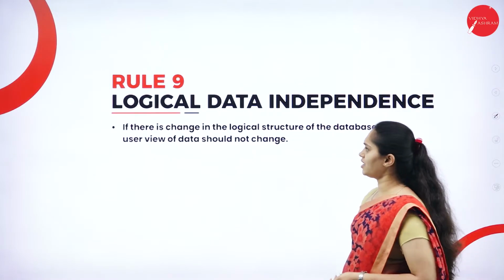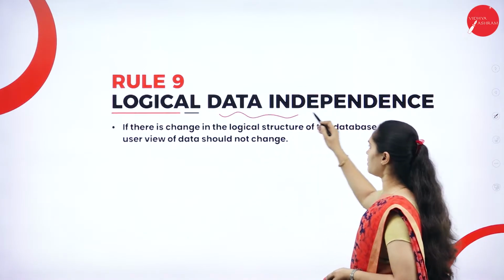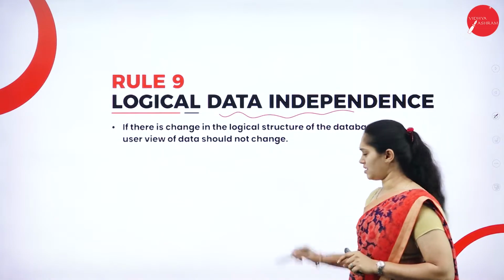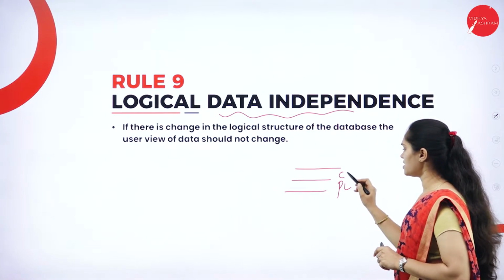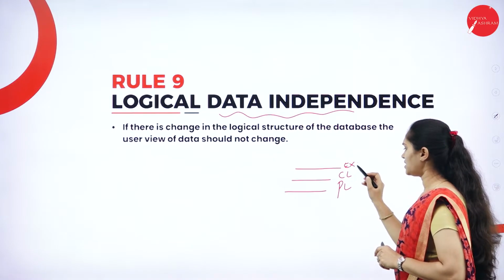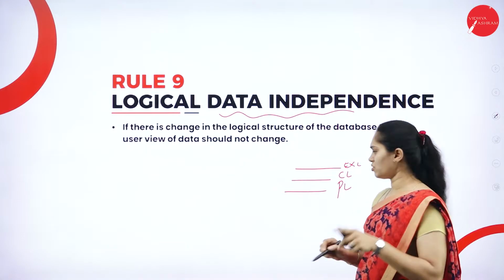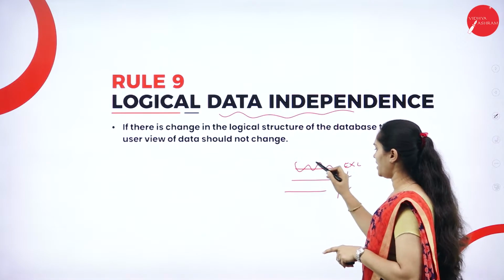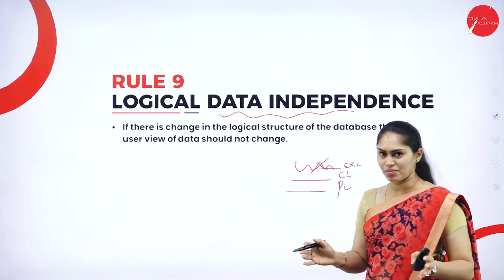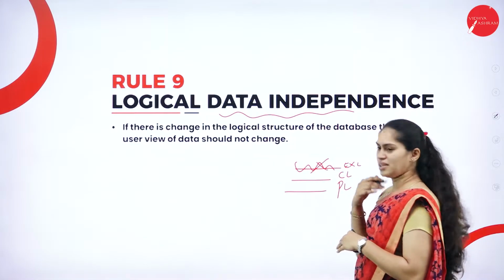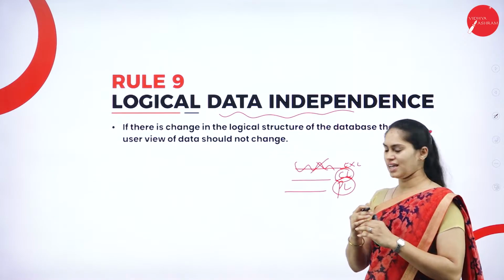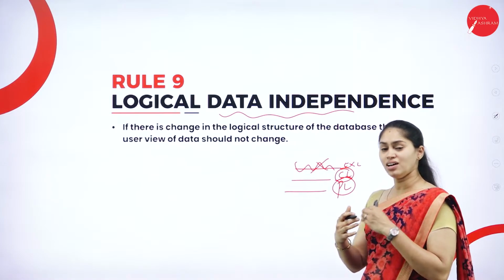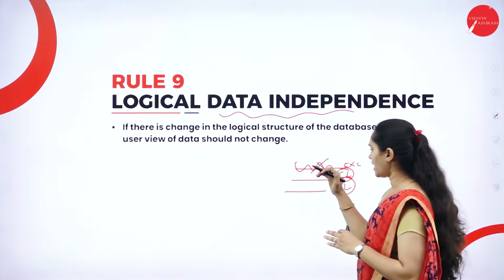In the same way, here also we have rule 9 with respect to logical data independence. So here also again we have 3 levels, the physical level, conceptual level, as well as the external level. So one more thing you have to remember, we can't do any changes to the external level. This external level depends on both the conceptual level as well as the physical level. Whatever changes we are making here, that should not affect the external level.